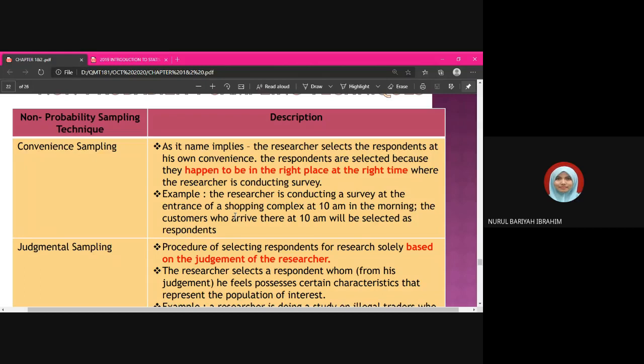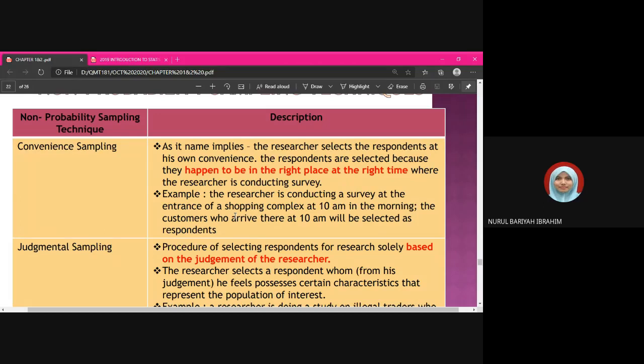Next topic is non-probability sampling technique. We will cover only convenience sampling dan juga quota sampling. But in your manual, there are some other sampling techniques for non-probability, so you can read by your own. But in the syllabus, we only cover convenience dan quota sampling saja for your level. Yang lain you boleh baca lah.